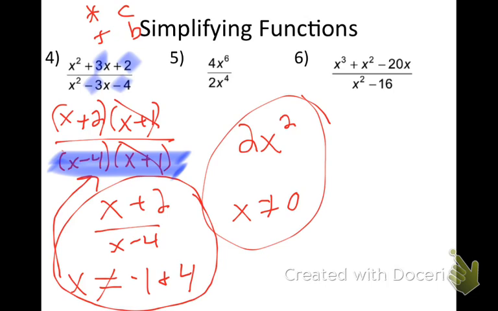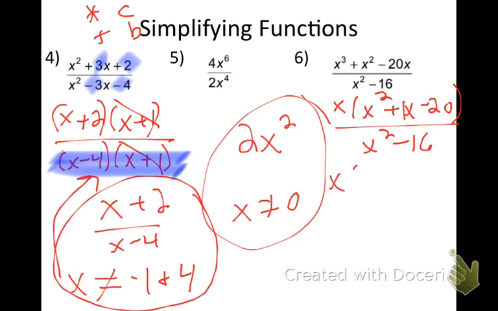Okay. Now number 6 is tougher. In the numerator, what do you have to do first in that numerator? Pull out a what? X. So you pull out an x, giving you x parentheses x squared plus x minus 20 all over x squared minus 16. No, I pulled the x out. Okay. Now I can factor. What multiplies to get negative 20, adds to get 1? 5 and negative 4. So you get x parentheses x plus 5 and x minus 4 all over.